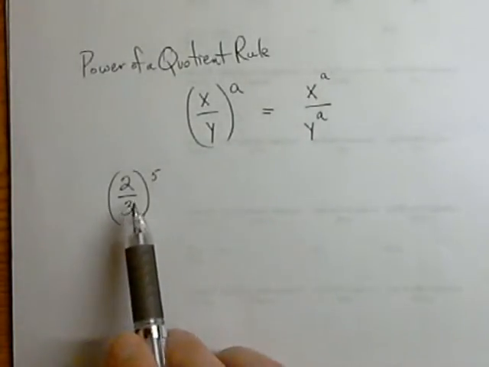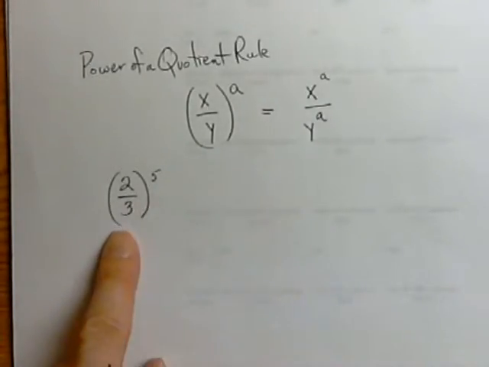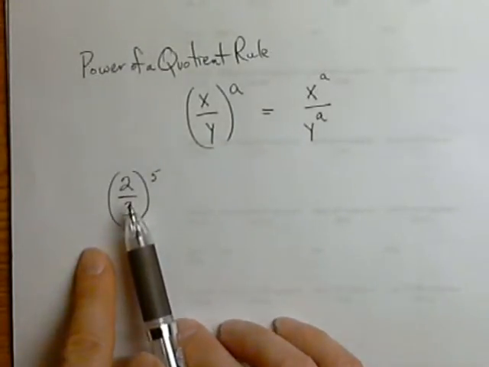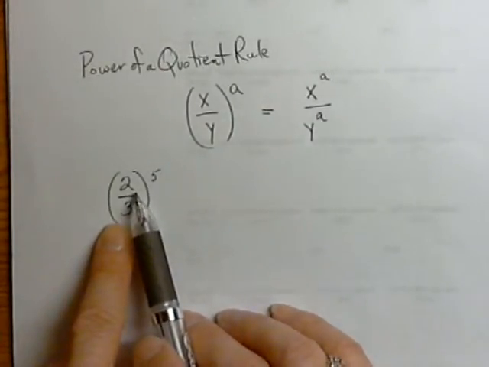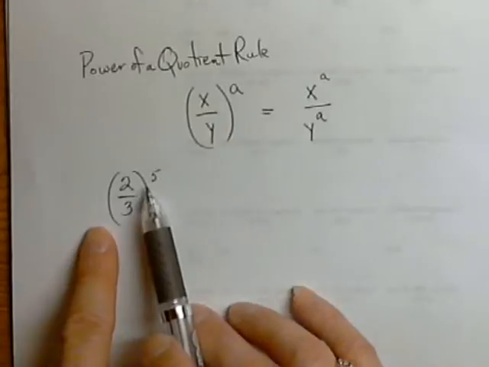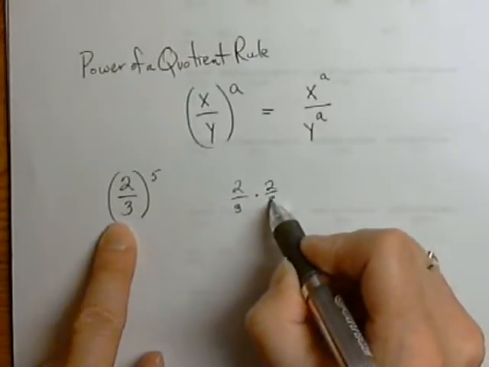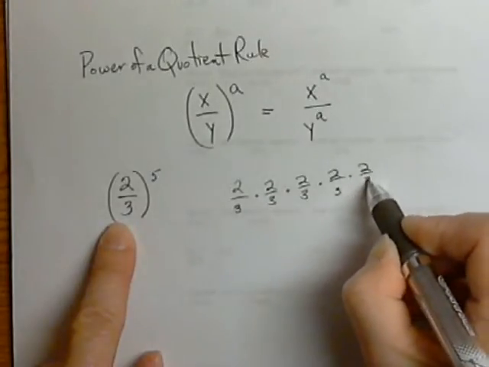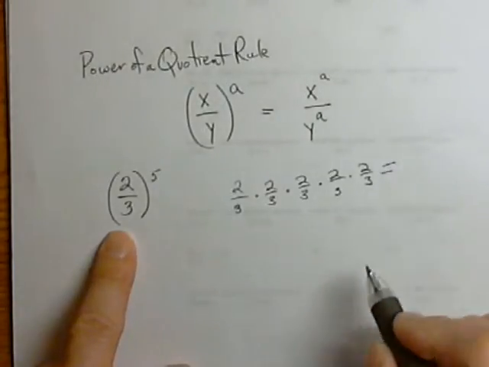All right, well, before applying this rule, let's just think about what 2/3 raised to the 5th means. Well, an exponent tells us how many times our base is being used as a factor. And what we're seeing here is that our base, 2/3, is being used as a factor 5 times. So let's work it out that way first. 2/3 times 2/3 times 2/3 times 2/3 times 2/3. 1, 2, 3, 4, 5. There they are.